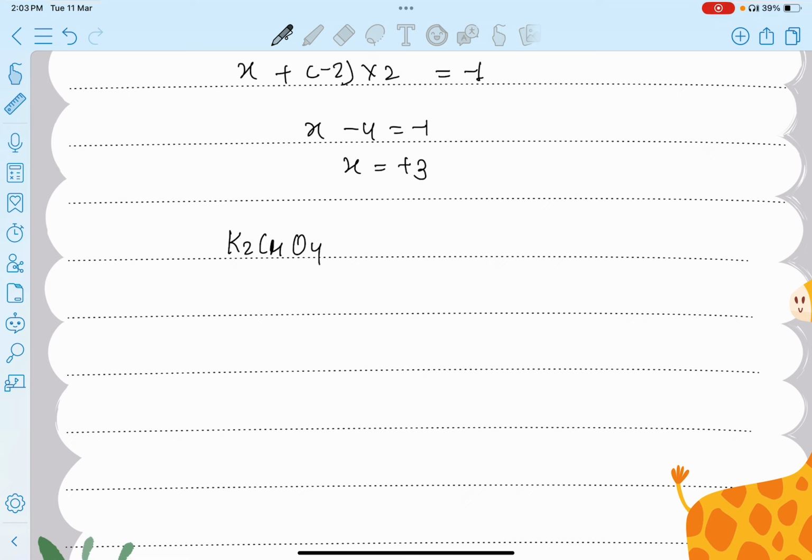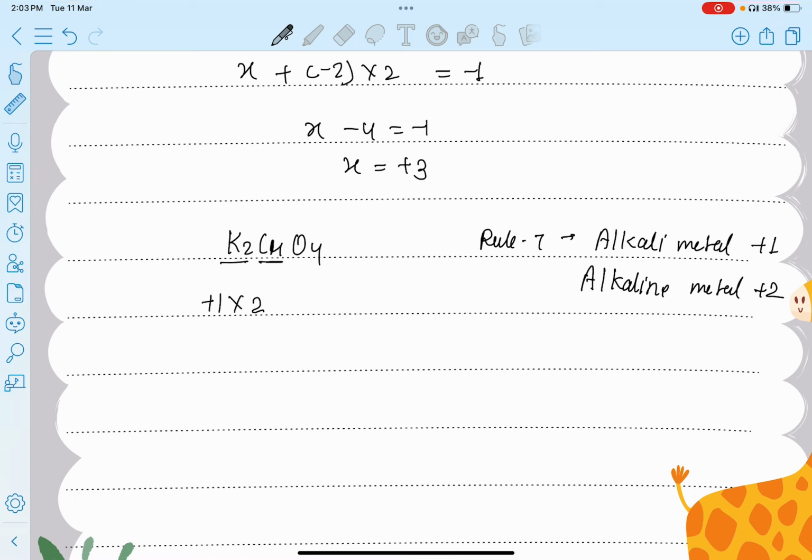So we have one more rule, rule number maybe 7, that alkali metals always have +1 oxidation state and alkaline metals always have +2 oxidation state. So the oxidation state of potassium is +1 multiplied by 2 potassium. Chromium we have to calculate, and oxygen is -2 multiplied by 4 is equal to 0.